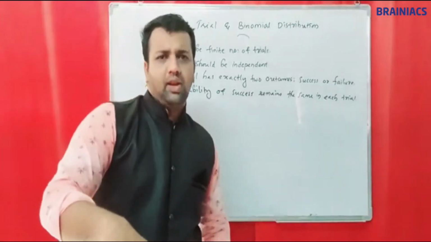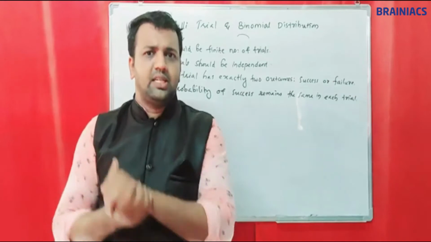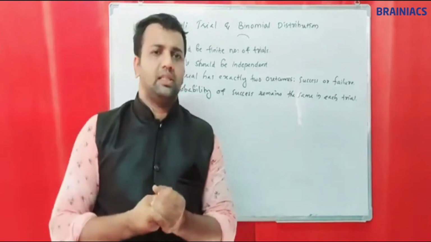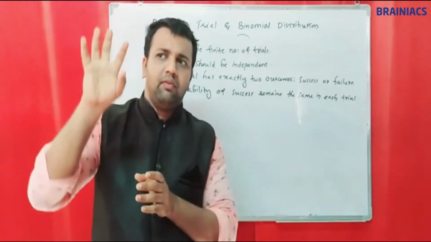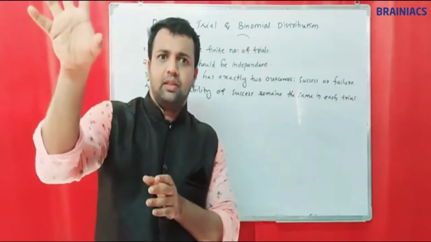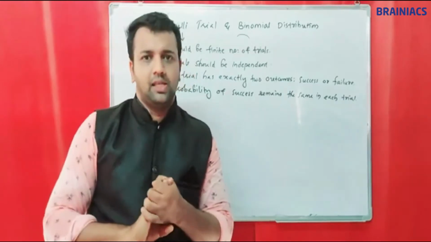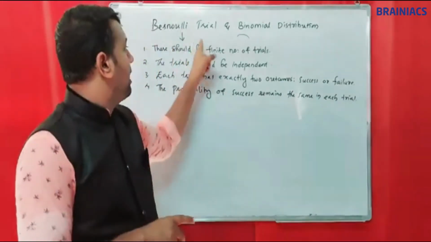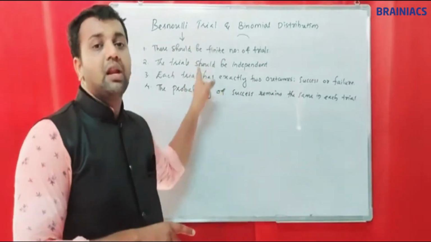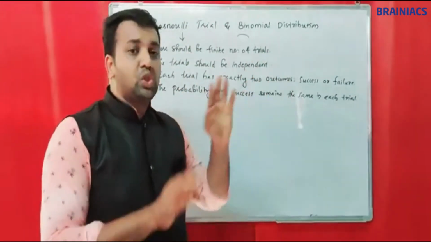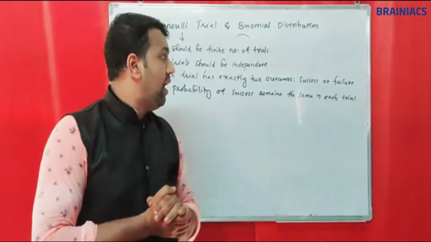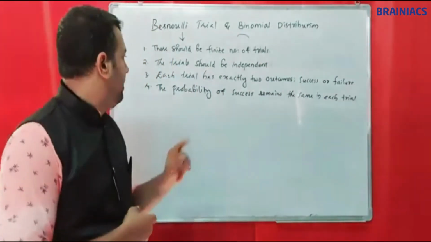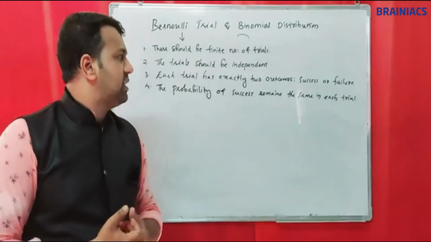When we are shooting at a target and we hit it, the trial becomes a success, otherwise it becomes a failure. So every Bernoulli trial has two outcomes, success or failure. The probability of success remains the same in each trial.